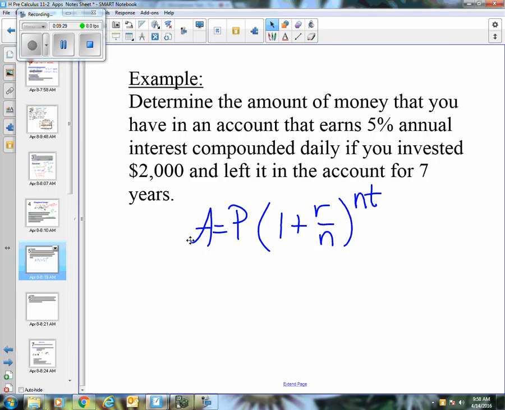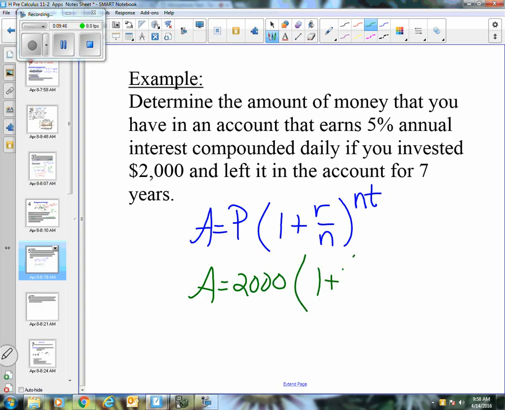All right, so let's talk about why this is an exponential. So first of all, what's changing, what's going to determine how much money we have is the time that we leave it in there. The longer we leave the money in the bank, the more interest that we're going to earn. So we have an initial investment of $2,000 that we're putting in the bank. The interest rate that we're earning is 5%, and we're compounding daily. So this is great.